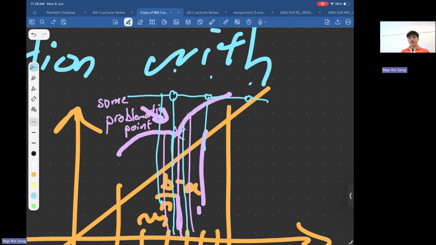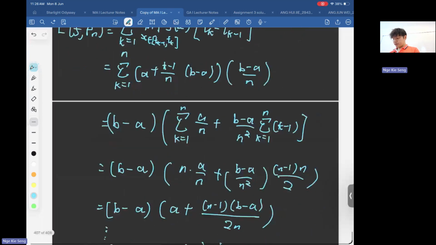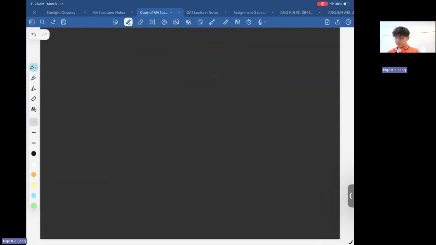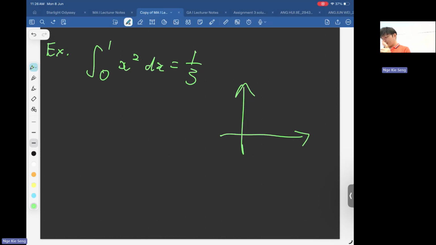Right. Okay. So as an exercise, you can try and show another famous result. The integral from 0 to 1 of x squared should be equal to 1/3. Try to use the same technique, because this function is also quite regular, no singularity. You can use the equal partition method to find it. Just maybe the sum is a bit annoying.